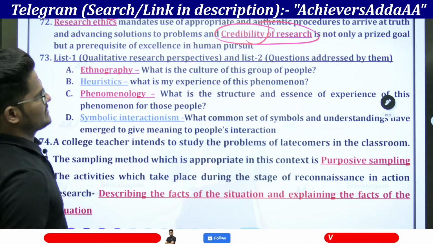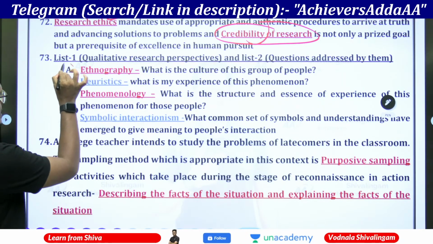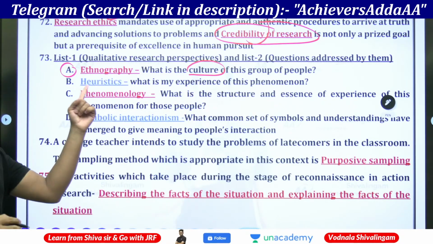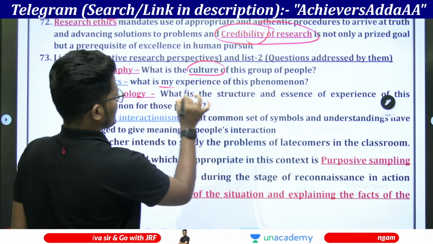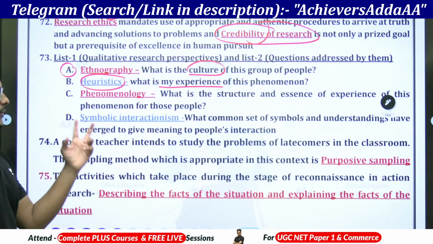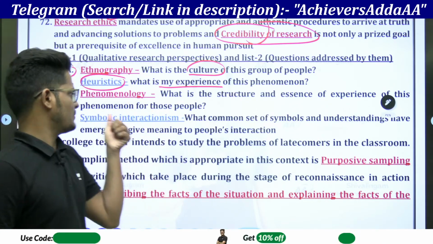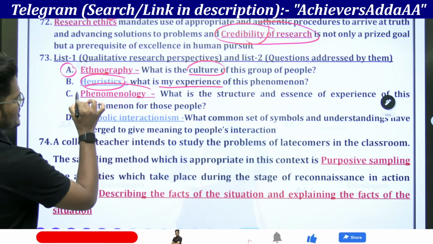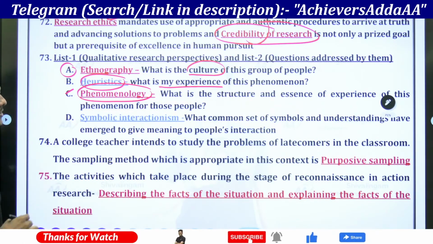Qualitative research perspective and questions. Ethnography is a cultural study, from the perspective of the people. Heuristic is my experience of the phenomenon. Heuristic means personal experience. Phenomenology is the structure and essence of the experience of this phenomenon for those people. The perception and attitude of the people come under phenomenology.